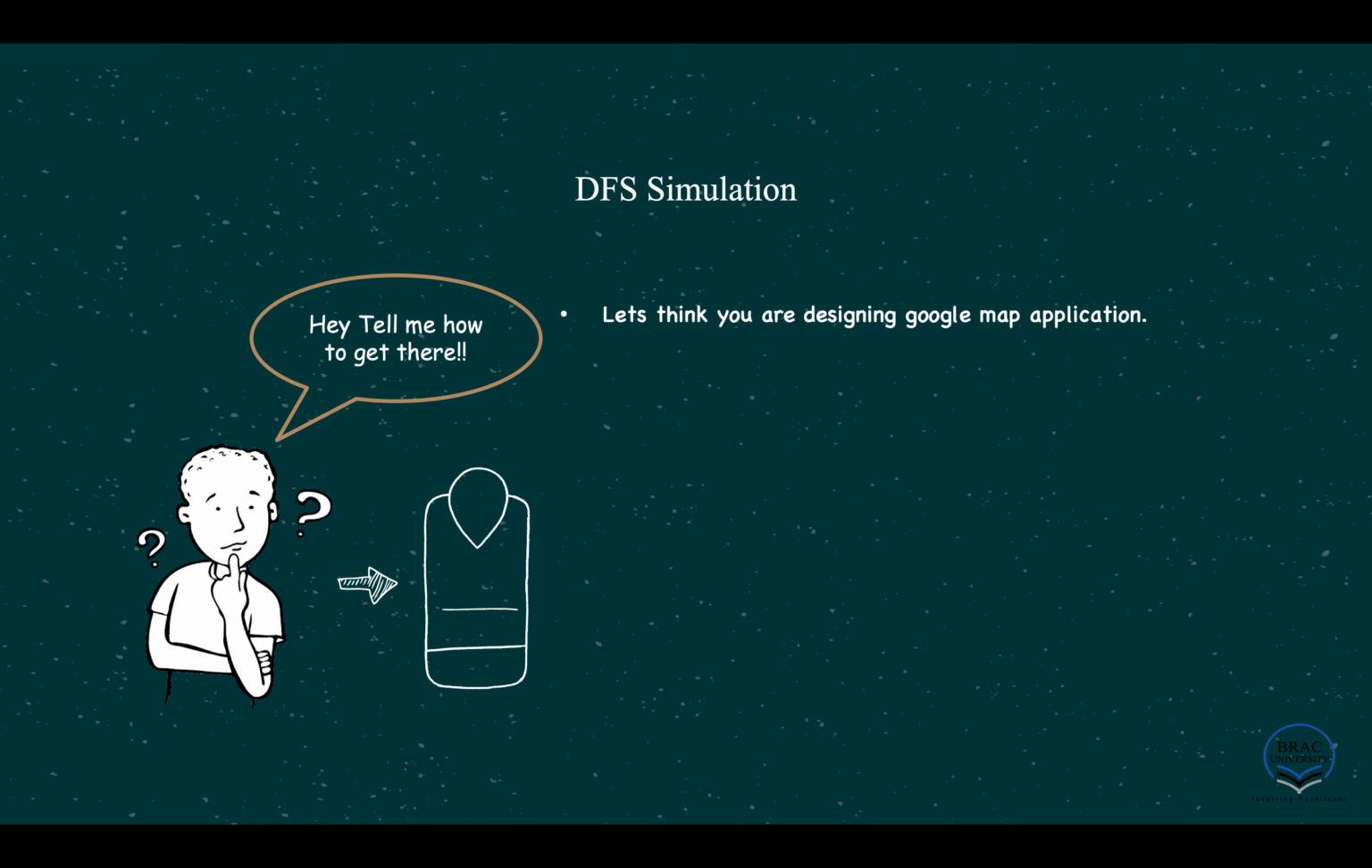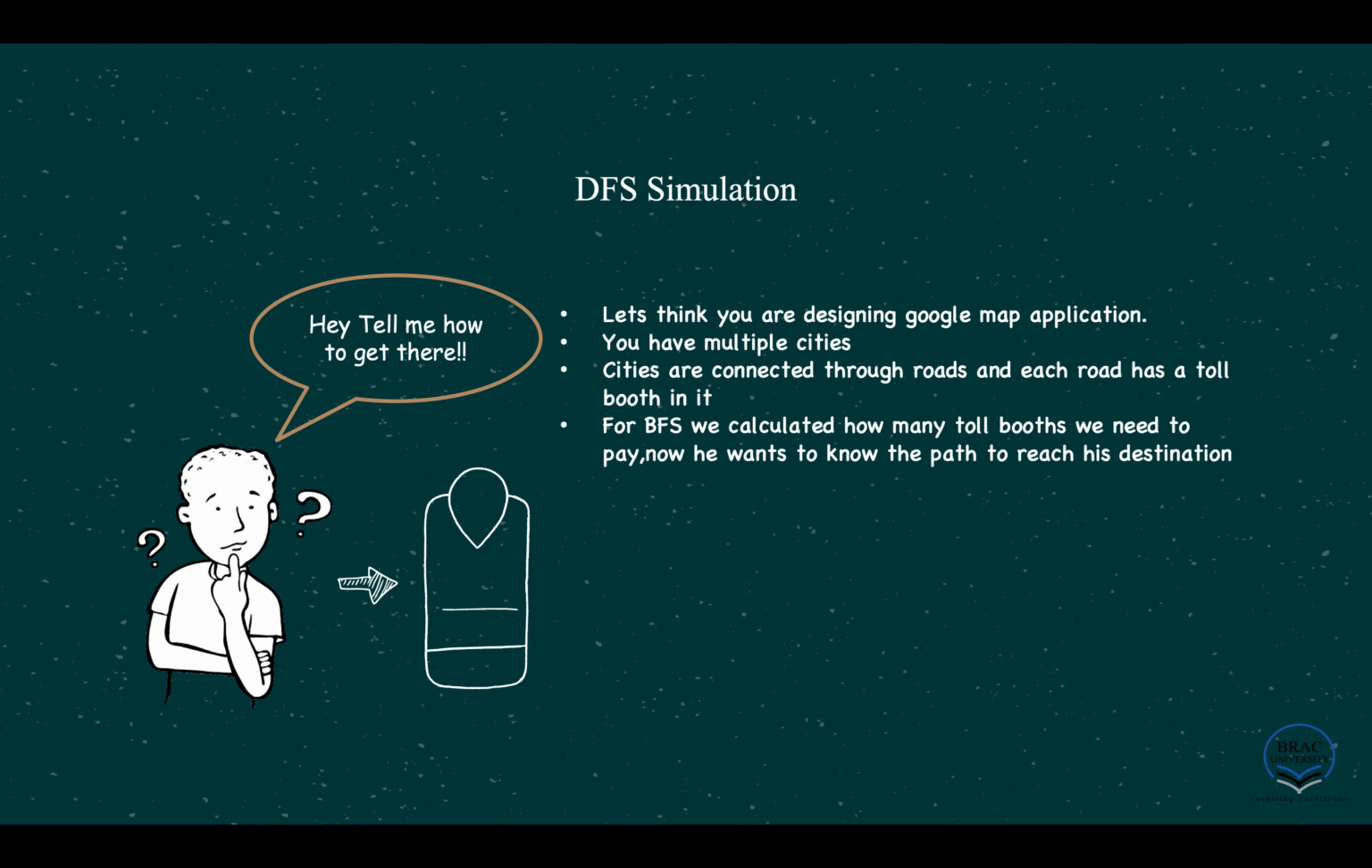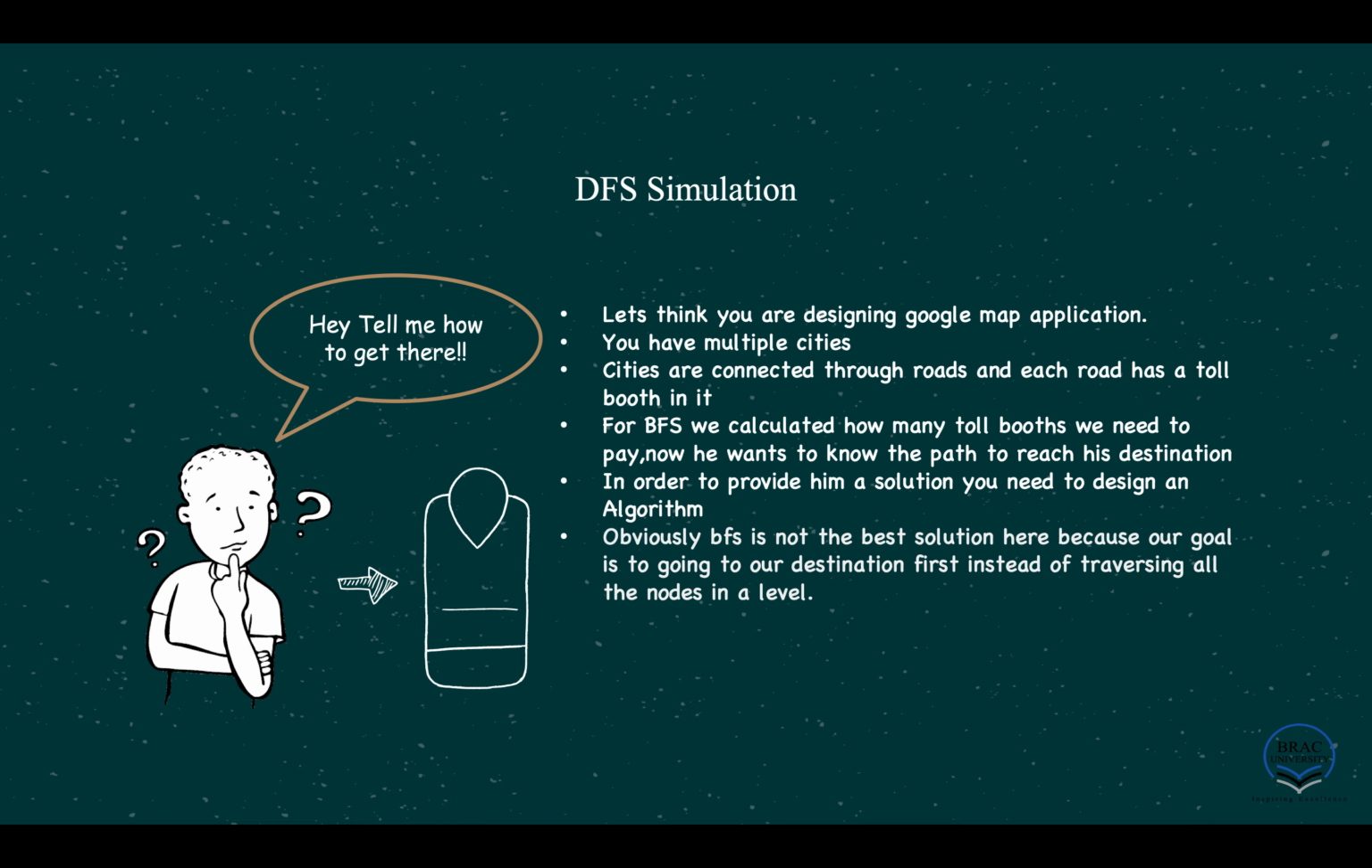So let's think you are designing a Google Map application. You have multiple cities. Cities are connected through roads and each road has a toll booth in it. For BFS, we calculated how many toll booths we need to pay. Now he wants to know the path to reach his destination. In order to provide him a solution, you need to design an algorithm. Obviously, BFS is not the best solution here because our goal is going to our destination first instead of traversing all the nodes in a level. That's where DFS comes to the rescue.